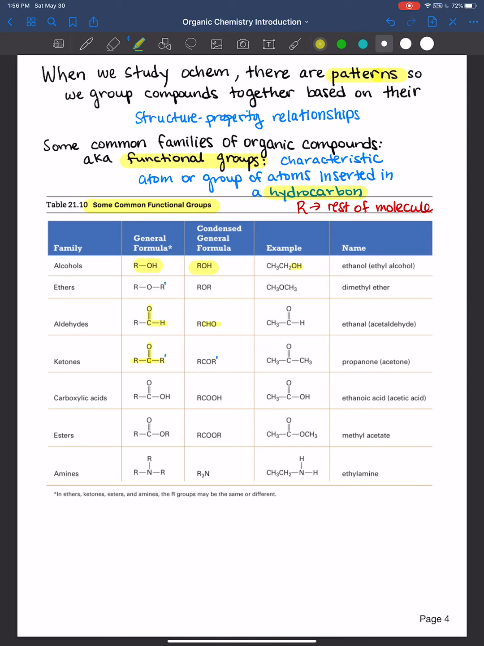Carboxylic acids have a carbon double bonded to oxygen, but on one side is an OH and on the other side is the rest of the molecule. Its condensed formula is COOH. As you see here, we have ethanoic acid, which is very commonly known as acetic acid.